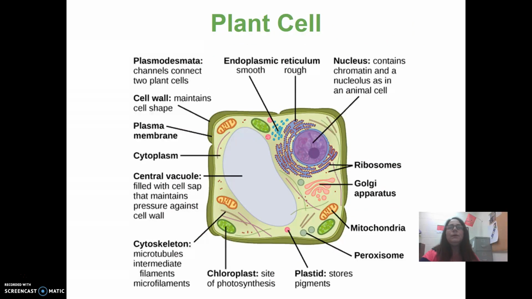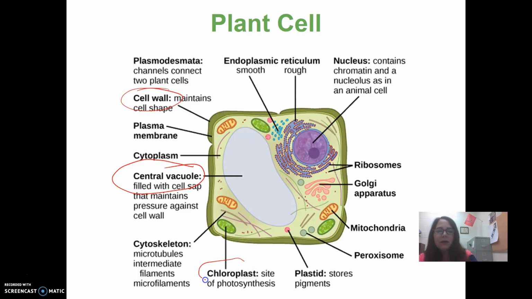So we know what animal cells have that plant cells don't have. Animal cells have lysosomes and animal cells have centrosomes. Plant cells have some structures that animal cells don't have. Plant cells have a cell wall outside of the plasma membrane. Plant cells have a central vacuole. Now, animal cells have a vacuole, but it's smaller. Plant cells have a large central vacuole that's filled with a watery material. It's called cell sap, and it helps to maintain pressure against the cell walls, pressure called turgor pressure. The cytoskeleton is still there in a plant cell.